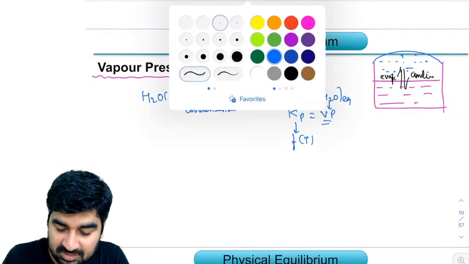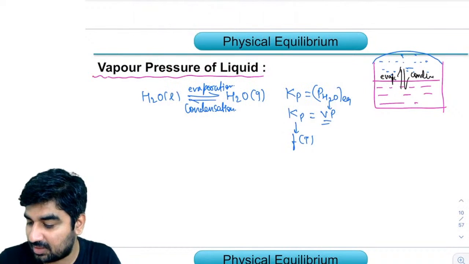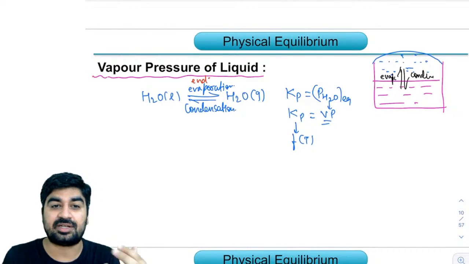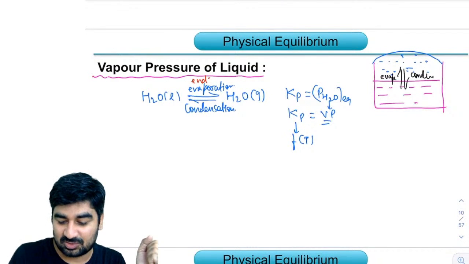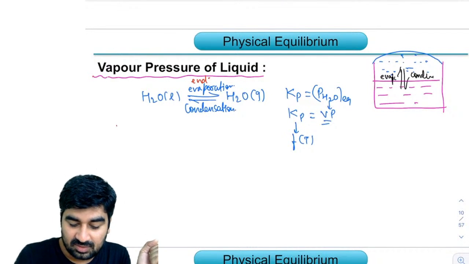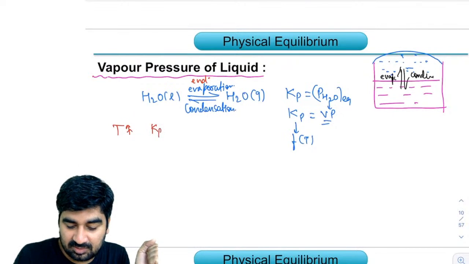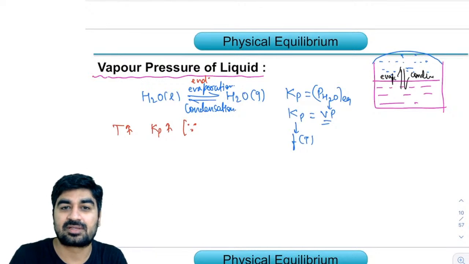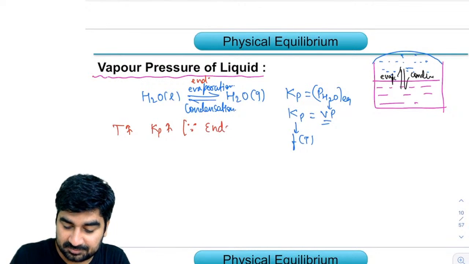And in the previous class I told you that if the forward reaction is endothermic, an increase in temperature favors the endothermic direction, so K will increase. As T increases, this Kp will increase. Why? Because the reaction is endothermic.